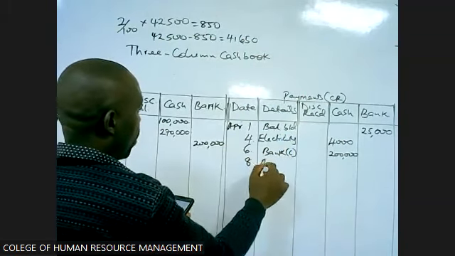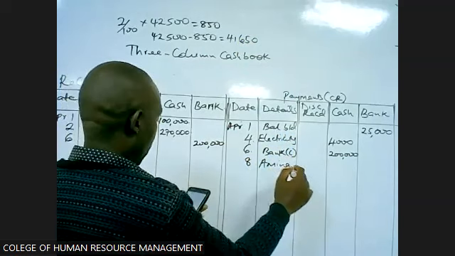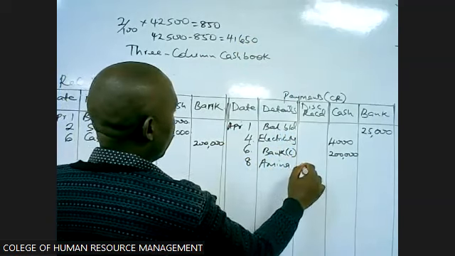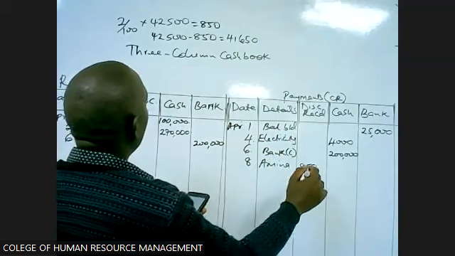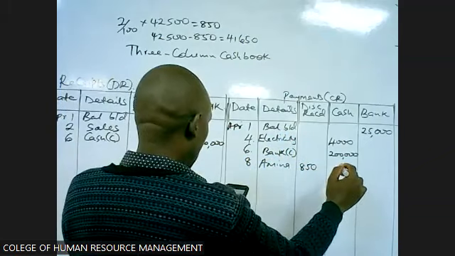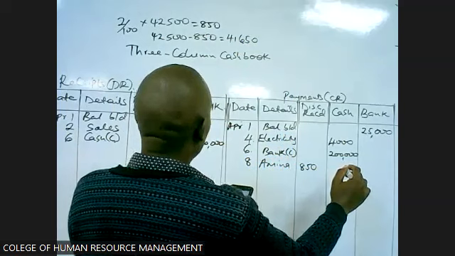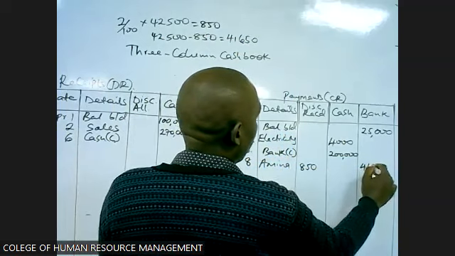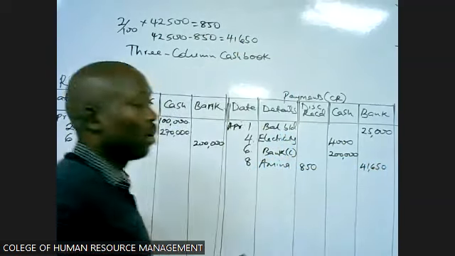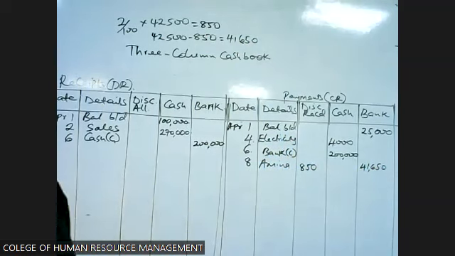On 8th, we are paying Amina. The discount received is 850. And then we have paid what? By check. Yes, 41,650. That is the amount that we are going to write on the check.